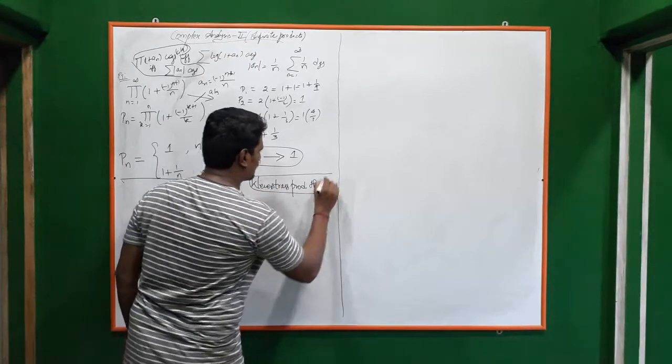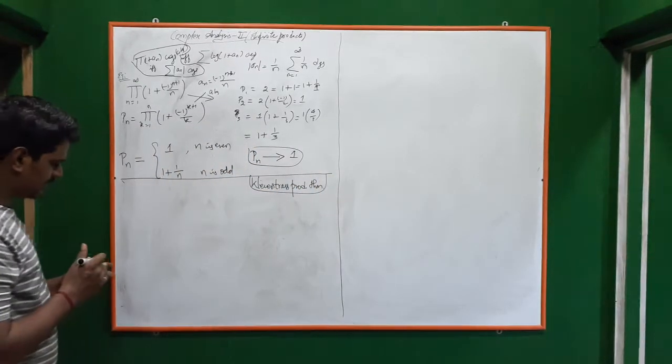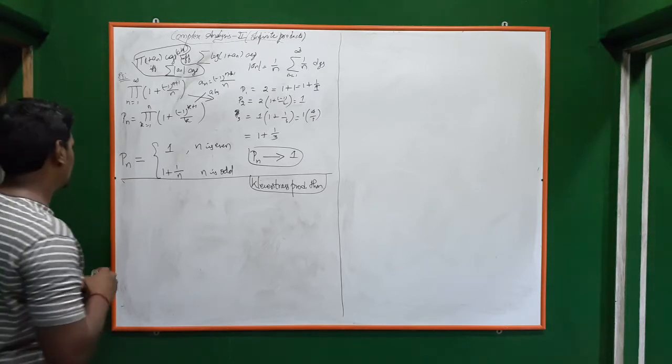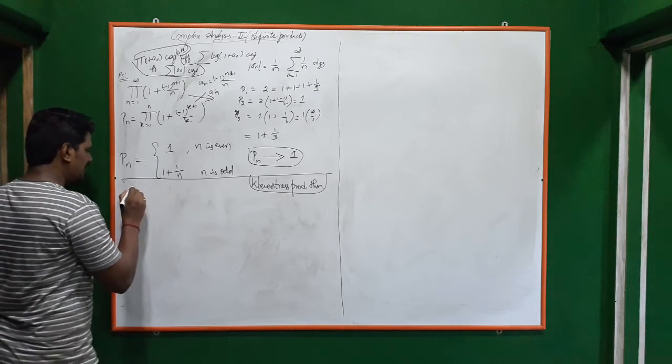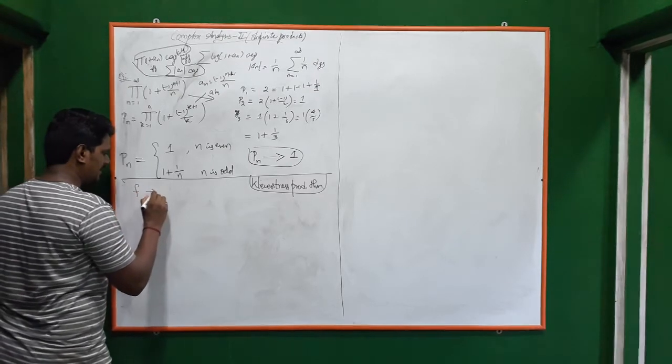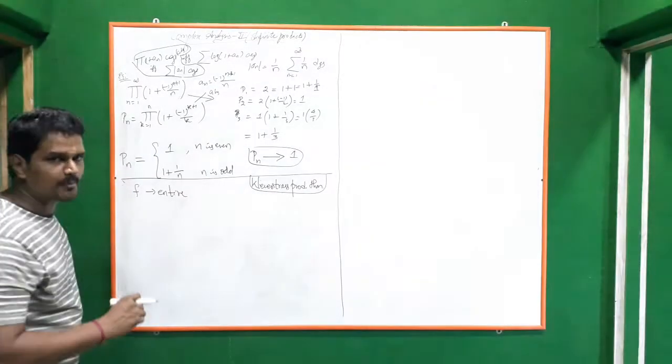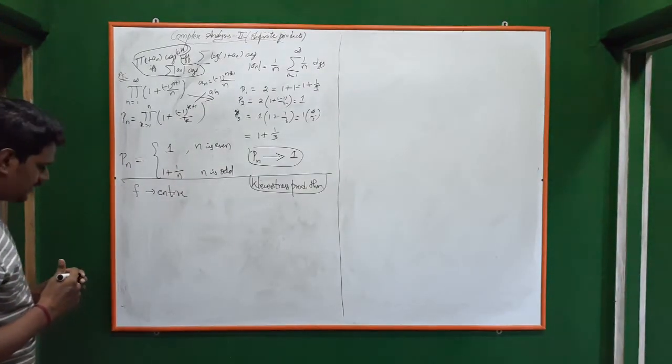Weierstrass product theorem we have to prove. So we'll just see why that Weierstrass product theorem is needed. Then we will go to the theorem. Consider a function f. f is an entire function. Entire means it is analytic everywhere in the whole complex plane.